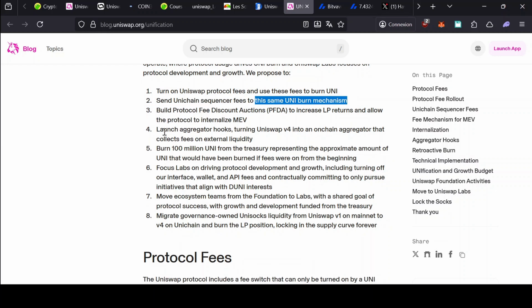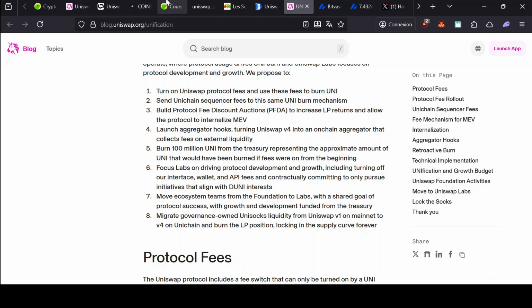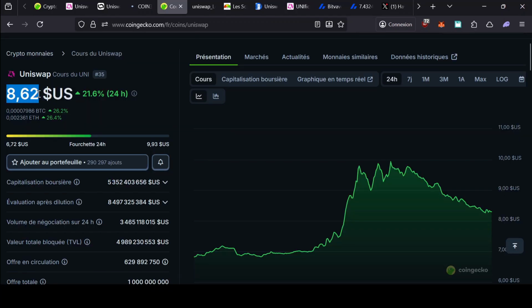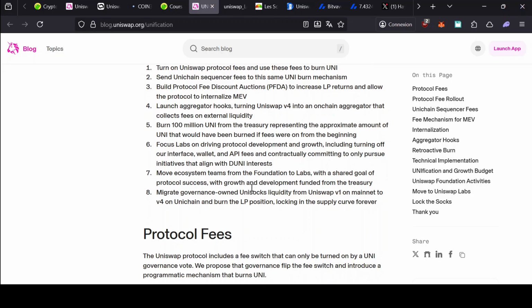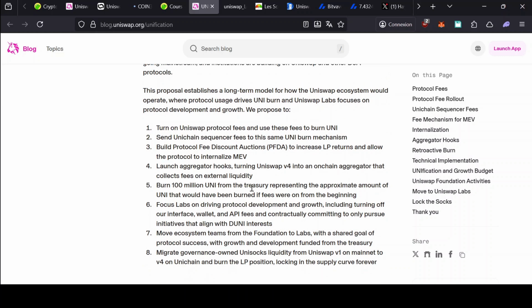And on top of that, they announced the burn of 100 million Uni tokens from Uniswap Treasury, which corresponds roughly to the amount that would have been burned if the fee switch had been activated since launch. That's huge. It's going to significantly reduce the Uni supply. 100 million tokens burned at current prices is around $800 million worth of Uni suddenly destroyed. That's massive also. A very important move for the project and for the token's long-term value.